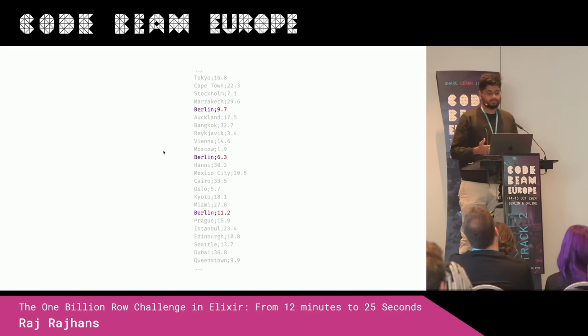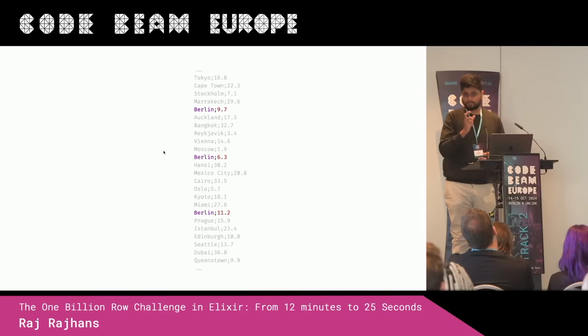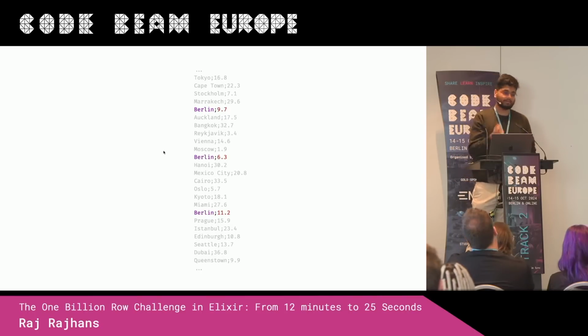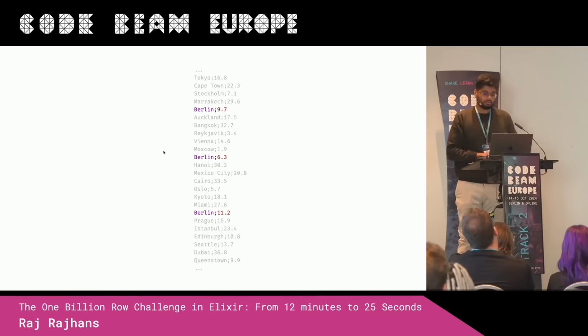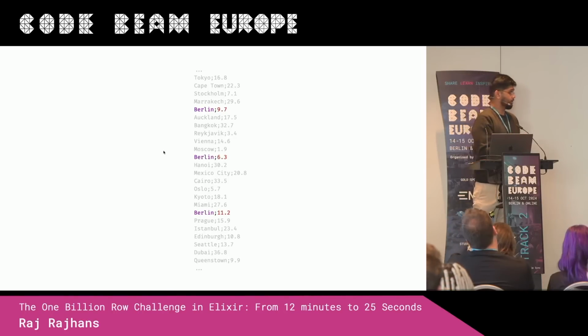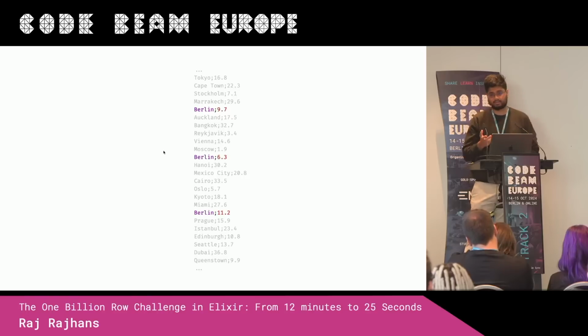So you'll be given a file that looks something like this. It's newline separated rows where each row contains the city name, then a semicolon, and then a temperature value for that particular city recorded at that particular time. It is guaranteed that the temperature value is always going to be a single digit decimal precision, and it's going to be between minus 99.9 and 99.9.